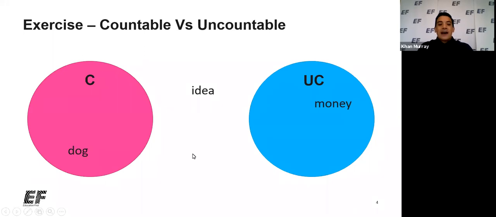All right, this one's a little bit tricky. This one is actually countable, okay? Because we can have two ideas. So just because we cut the idea in half doesn't mean we have that. So that doesn't follow that rule. But the idea is something that we can't touch, but normally it's like a suggestion. We can have more than one of them. So we can have one idea, two ideas, three ideas. That was a trick one. So well done to those who got it right.